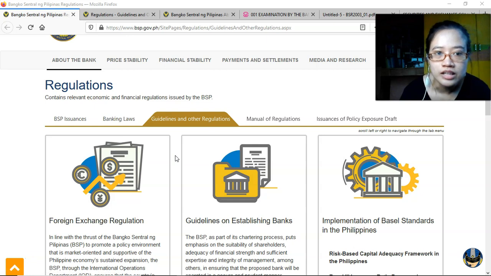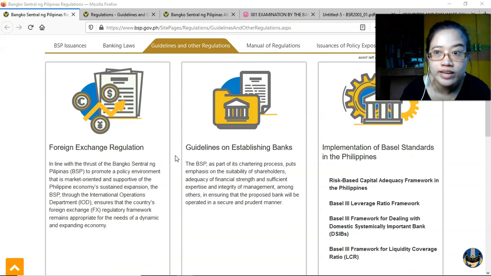Okay. So under the BSP regulations, we have the following: foreign exchange regulations. So if you'd like to read this one, you can do so. But we'll just have an overview. Why is it necessary for the BSP to regulate all these things? Okay, so for foreign exchange, since of course, our country is doing international trade and we have businesses that are operating on a global scale or international level, then there is a need to regulate the foreign exchange of our currency with the other currency.